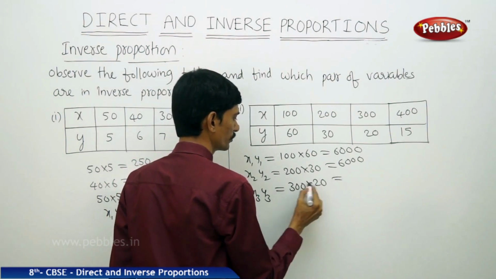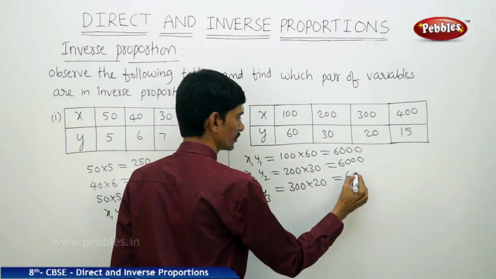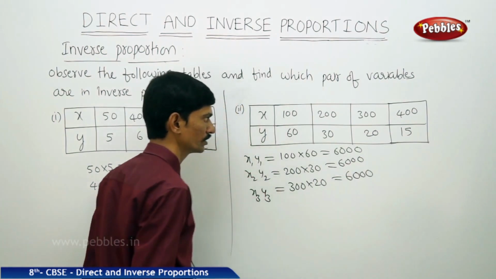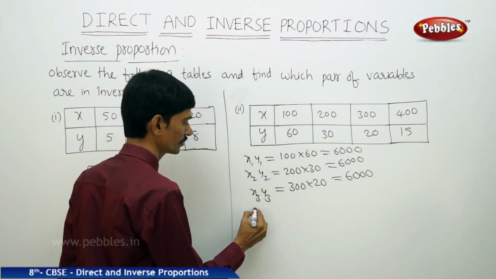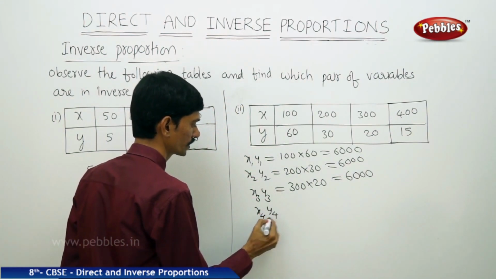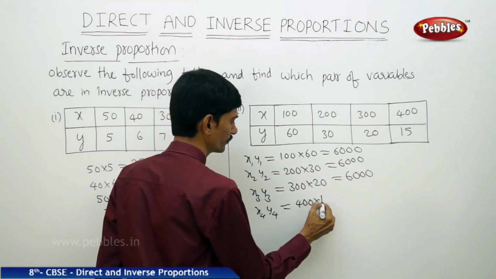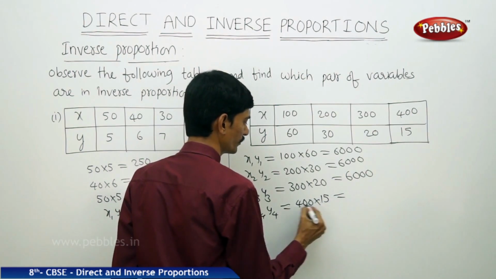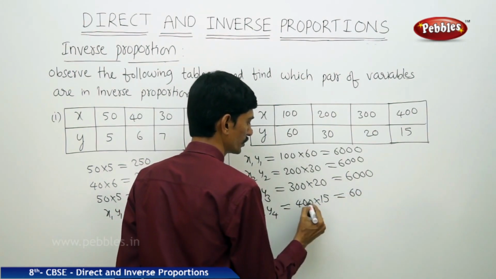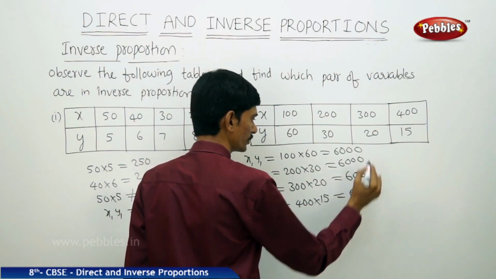So this equals 3 2s are 6, then 3 zeros. So this is also 6000. And let us check the last case, x4 y4, x4 into y4. This equals 400 into 15. This equals 15 4s are 60, then these two zeros. So this is also 6000.